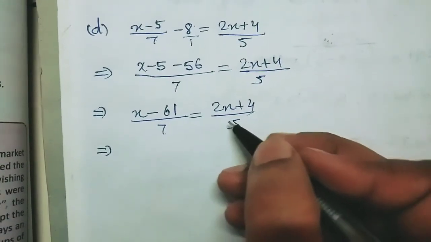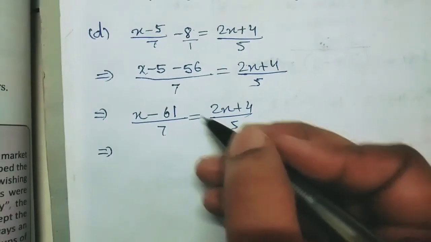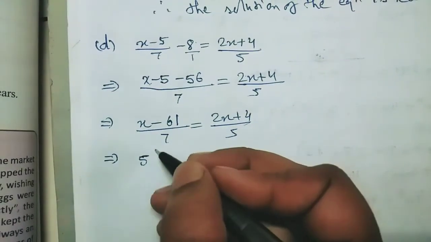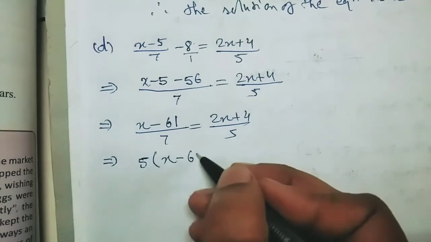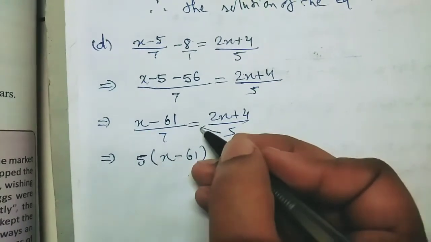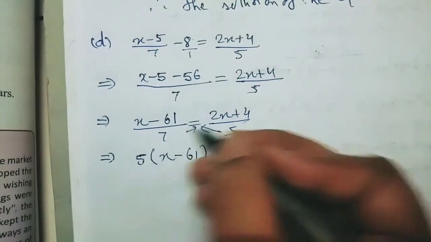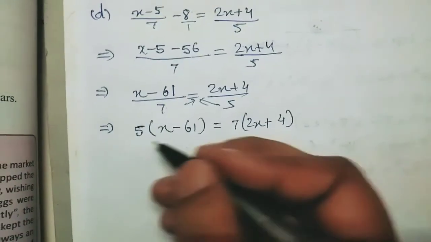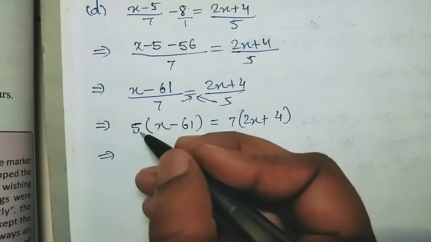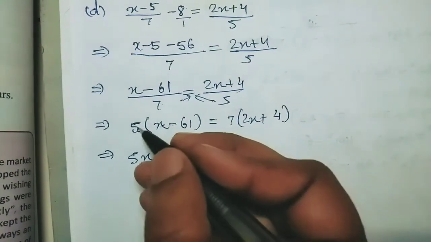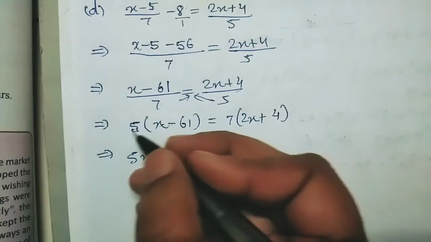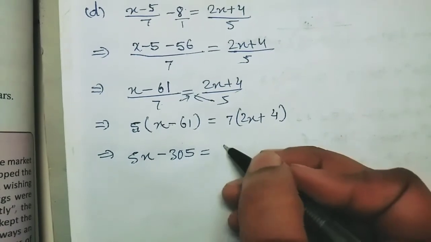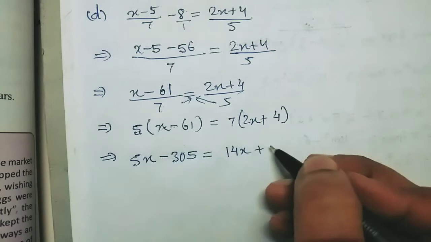Now what we do? We will now cross multiply both these fractions. So we will cross multiply like this. This will go this side: 5 into (x - 61), and 7 into (2x + 4). So everything is now transferred. Now we'll open the bracket. 5 into x is 5x minus 5 into 61 is 305. Now 7 times 2 is 14x plus 7 times 4 is 28.